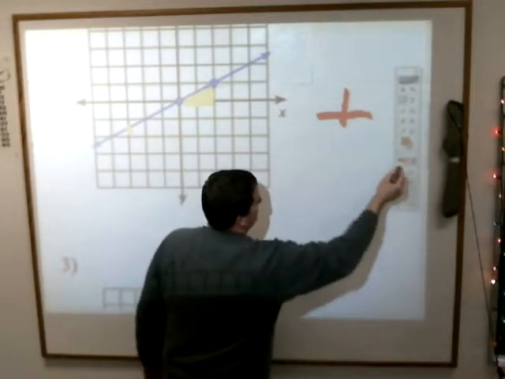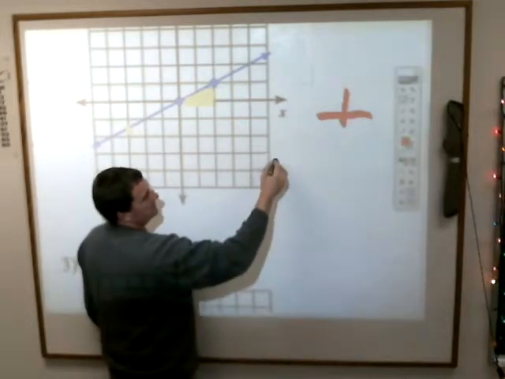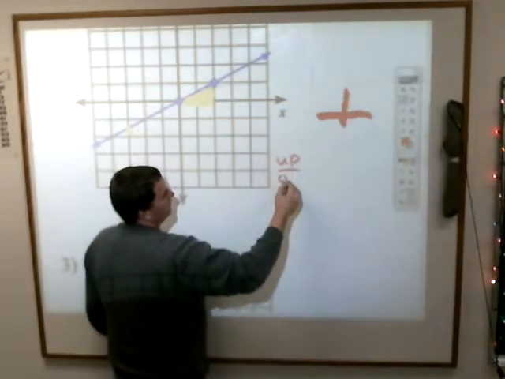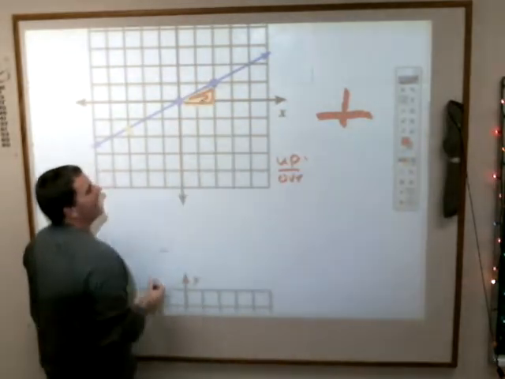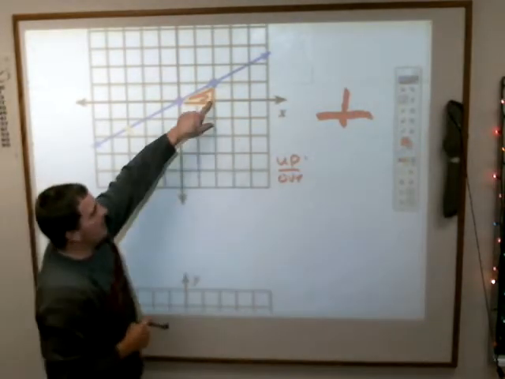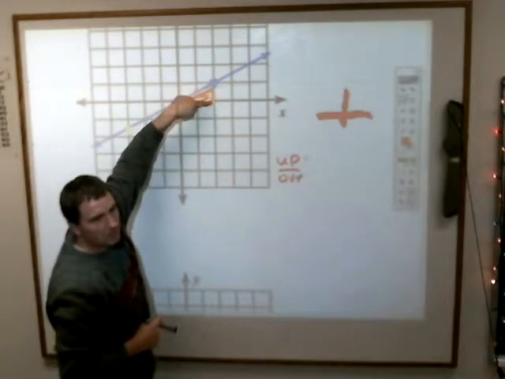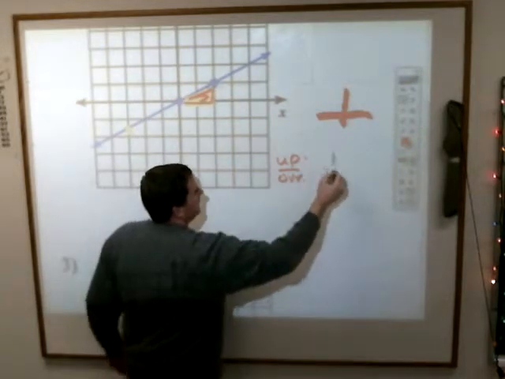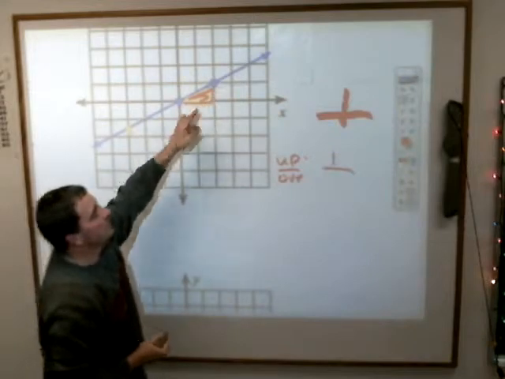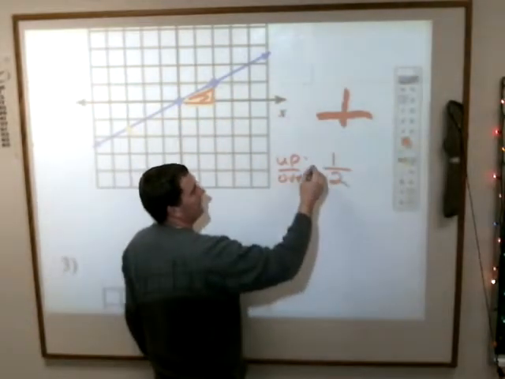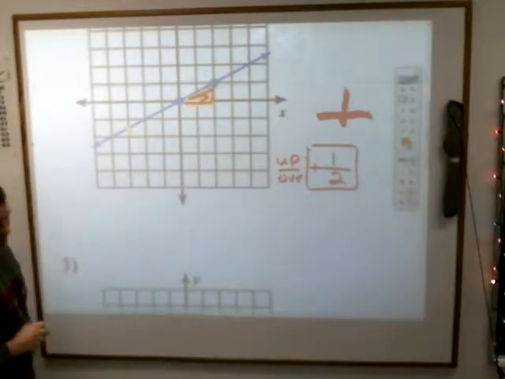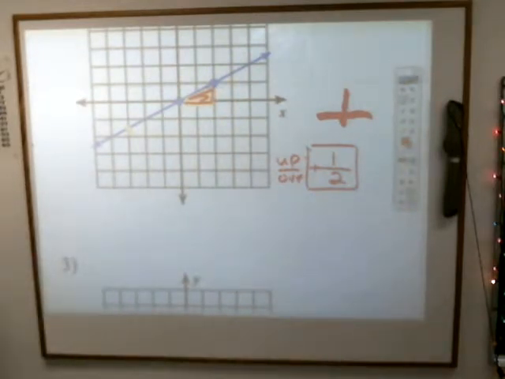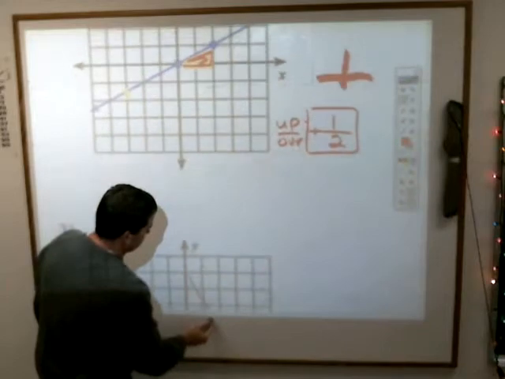And I know that slope is the up over the over. I know it's positive. So I look at this triangle that I have. How high is that triangle? How far up does it go? 1. It goes up 1. How wide is it? 2. And that is the slope of that line. It is a positive 1/2 slope. Okay? Looking at the next one.